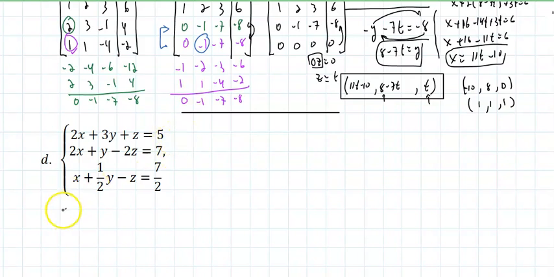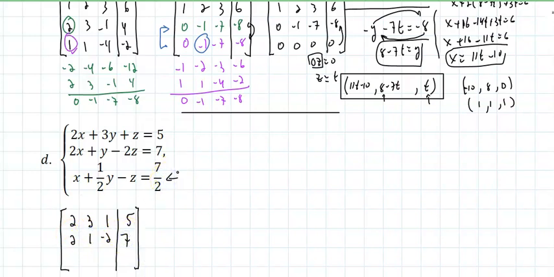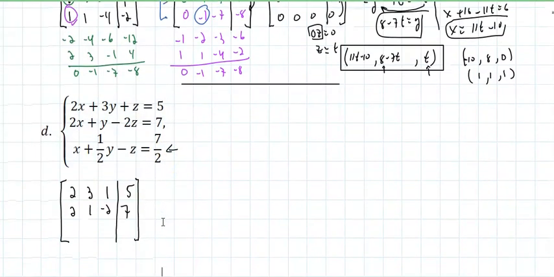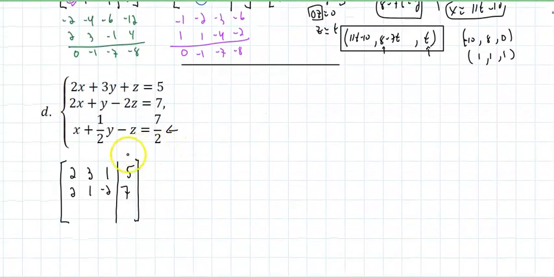Now, I do want to mention, if you write this in augmented matrix form, remember this stands for an equation. This I could write as is, or I could clear the fractions. I could multiply all of those by 2 if I want. If you see fractions, that makes your life a lot easier. Now what?